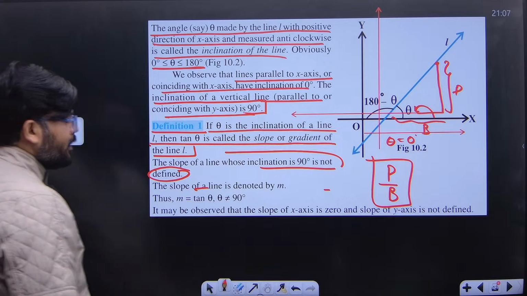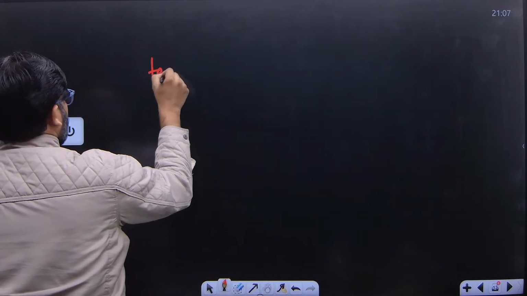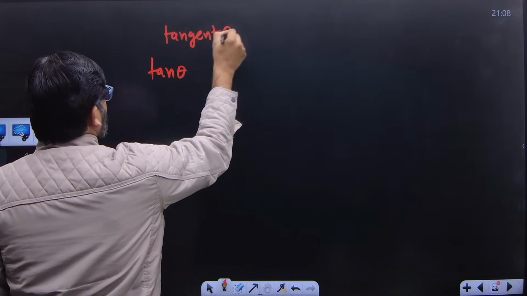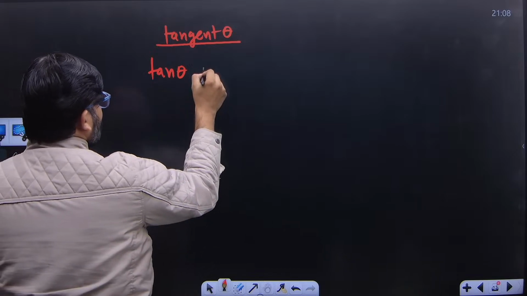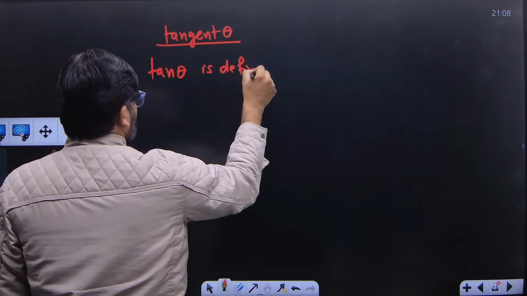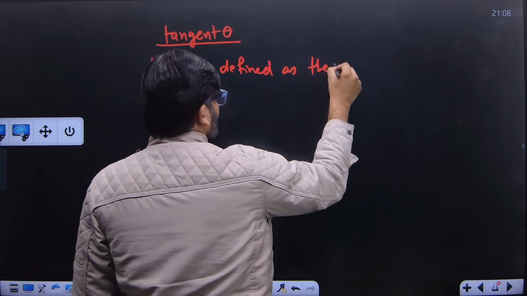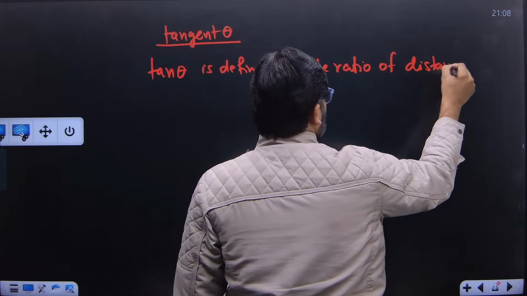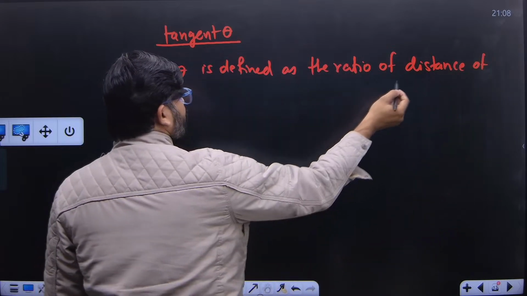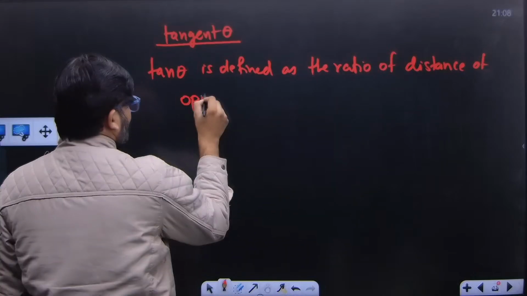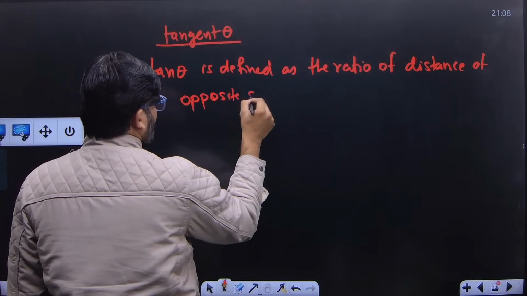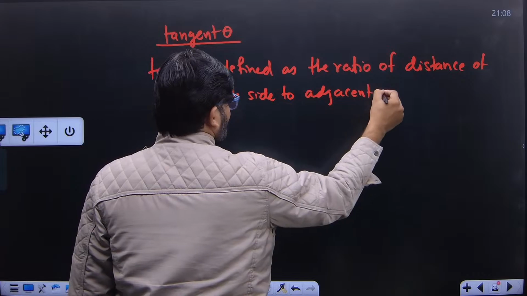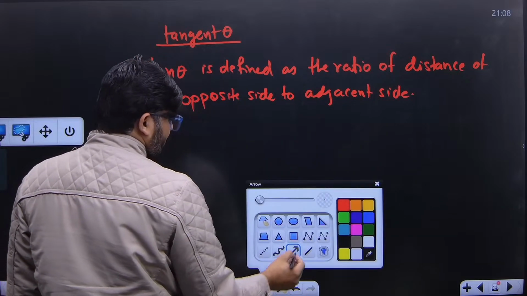If you want to know what is tan theta, I am writing here. Tan theta, the full form is tangent theta. Tan theta is defined as the ratio of distance, or you can say the length of the opposite side to the adjacent side. Now you might be saying, sir, what is adjacent side, what is opposite side? I am not getting it, so I will explain with a simple example.